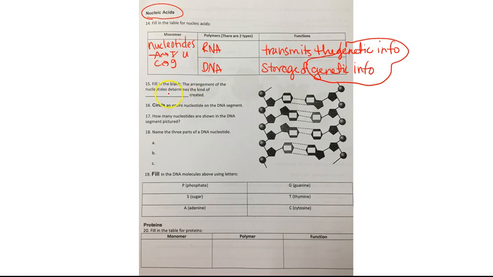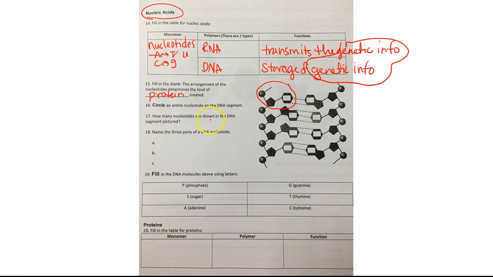So the arrangement of nucleotides determines the kind of protein that's going to be created, because depending on how these are ordered, they're going to bring in different amino acids in the ribosome. Okay, so I circled an entire nucleotide. We have the phosphate, the 5-carbon sugar, and the nitrogen base. So this would be one nucleotide, and it's attached to another nucleotide over here.